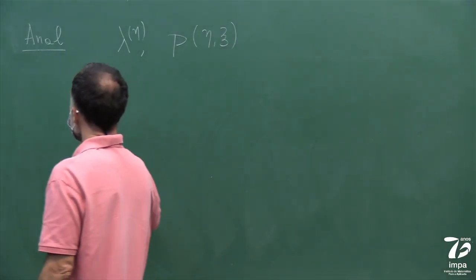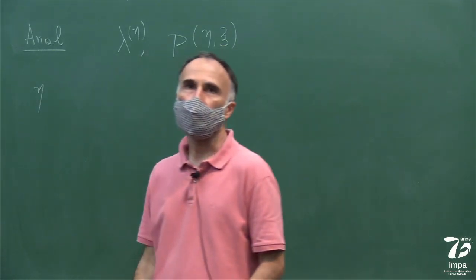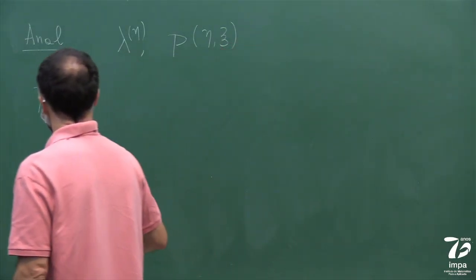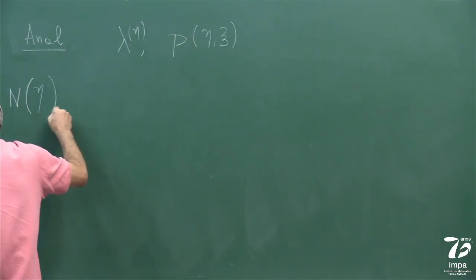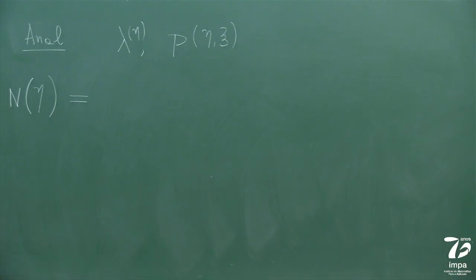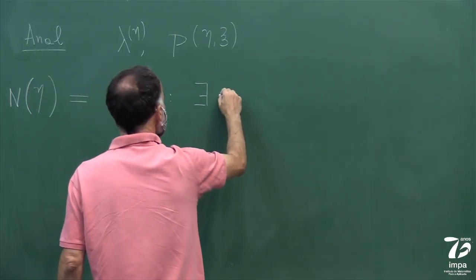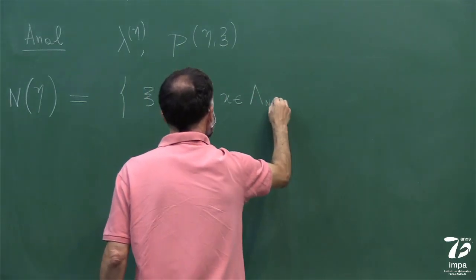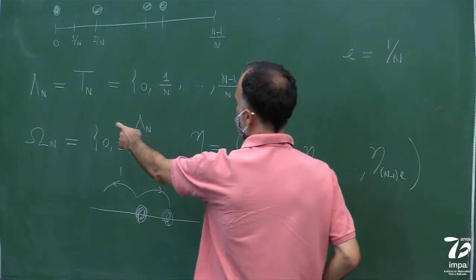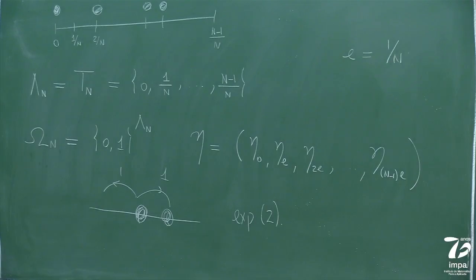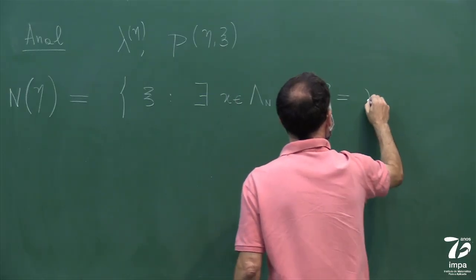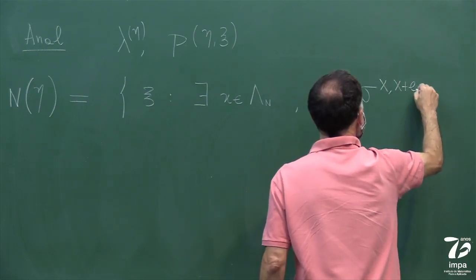Let me fix a configuration eta, and let me introduce the neighbors of eta. I will represent by N of eta the set of neighbors of eta. These are all configurations which can be obtained from eta by moving a particle to the left or to the right. So the neighbors of eta are all configurations psi such that there exists an x in Lambda_n, remember, Lambda_n is our set, such that psi is equal to sigma^{x,x+e} of eta.